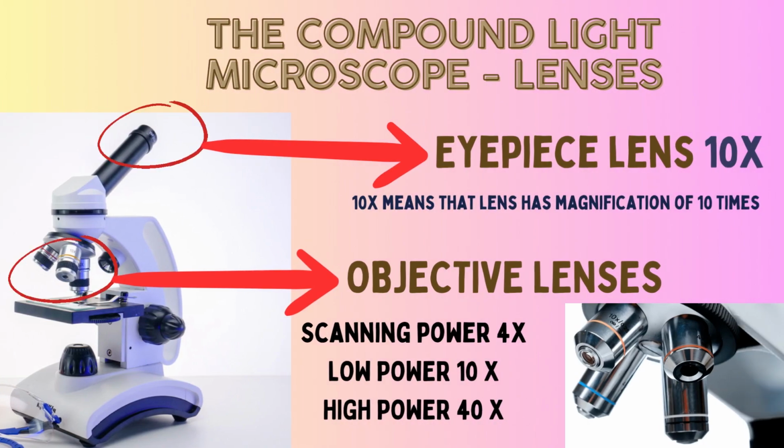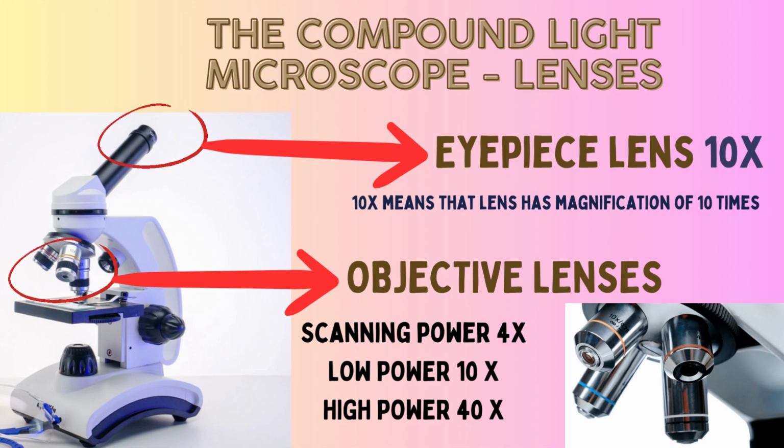Different types of microscopes will have different types of lenses, but what they all have in common is an eyepiece lens and objective lenses. The eyepiece lens, in this case in a compound light microscope, will be 10 times. This 10 times means that the lens has a magnification of 10 times. Different types of microscopes can have eyepiece lenses between 5 and 30 times.